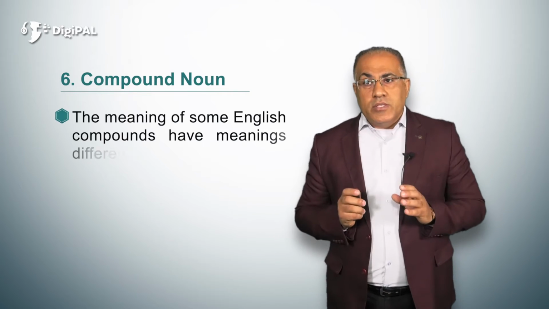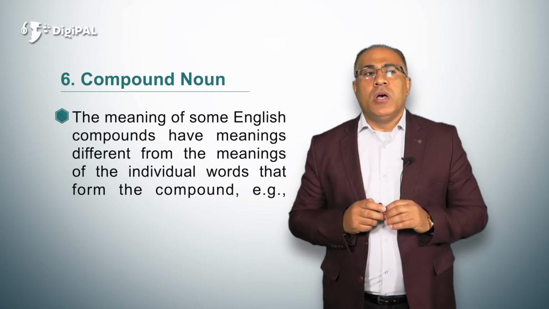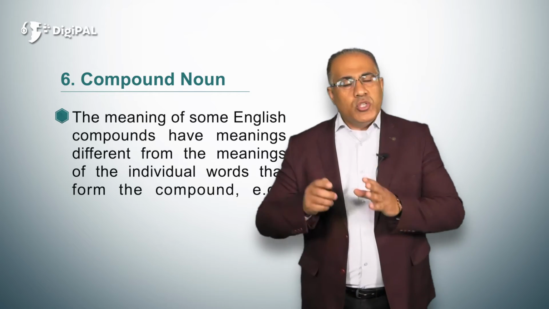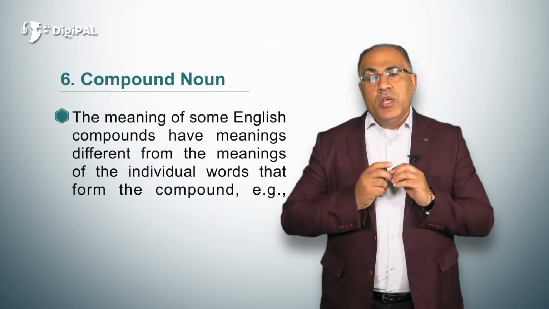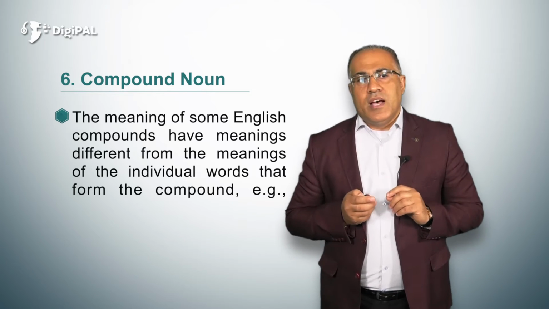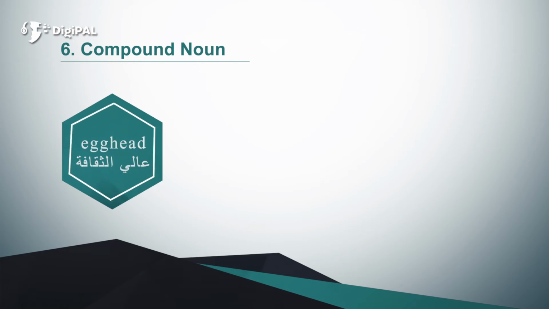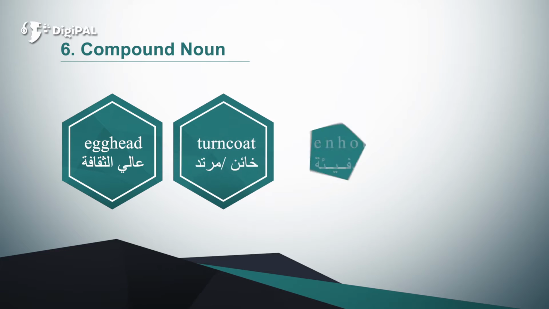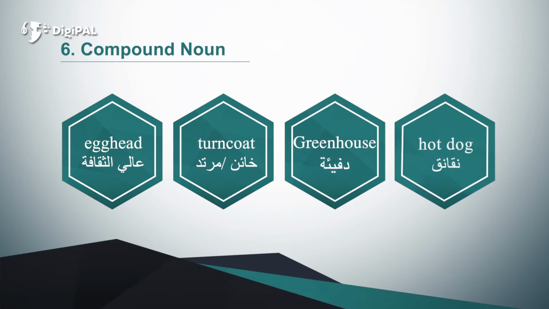So the meanings of some English compounds are different from the meanings of the individual words that form the compound. Let's consider these examples. Someone who is an egghead, it doesn't literally mean an egg plus a head, but it rather means عالي الثقافة. Turncoat, خائن أو مرتد. A greenhouse, it doesn't mean or translate into بيت أخضر, but rather it is translated as دفيئة. Hot dog, سجق أو نقانق.